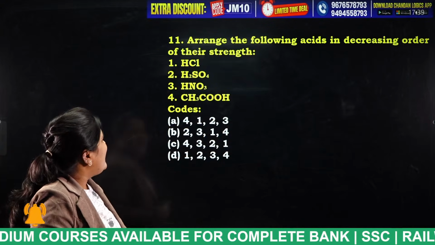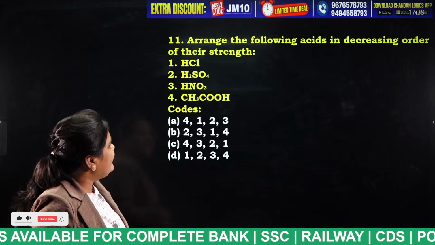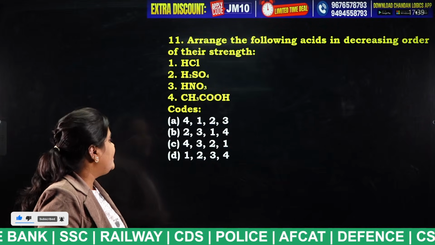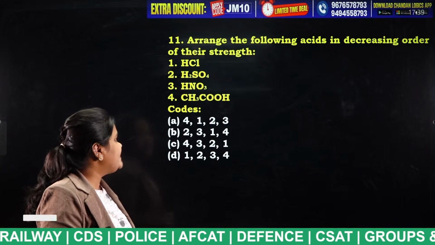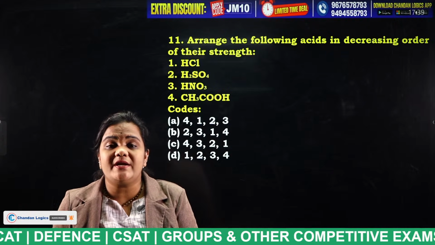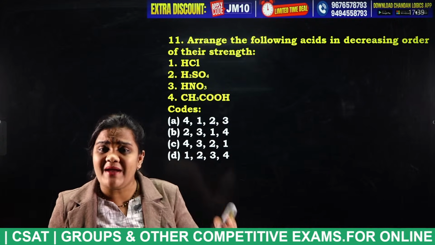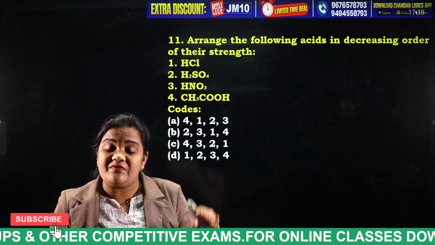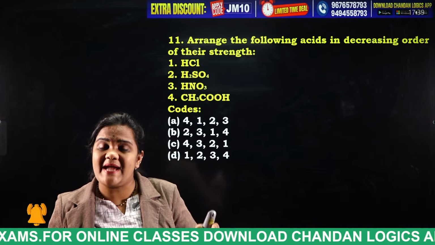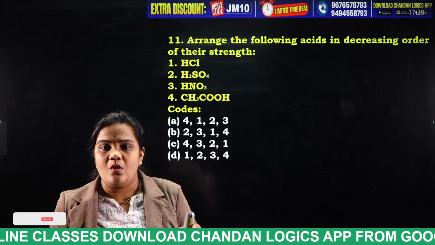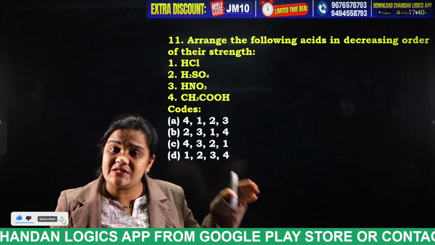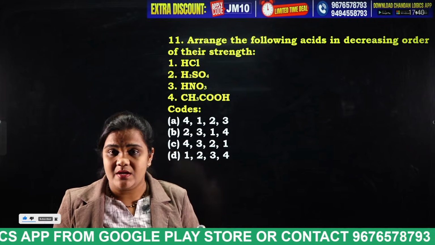Next, arrange the following acids in decreasing order of strength: HCl, hydrochloric acid, sulfuric acid, nitric acid, acetic acid. Tell me what is the answer for this question. So in general, what do you mean by acid? How can we identify acid strength? If blue litmus paper converts to red litmus paper, we decide that the solution is acid. Okay. And what is the pH value of acid, students? The pH value of acid will always be less than 7.